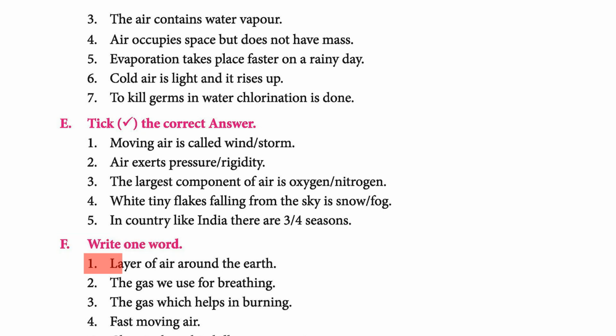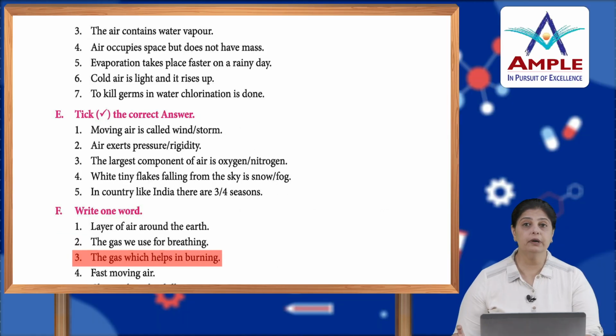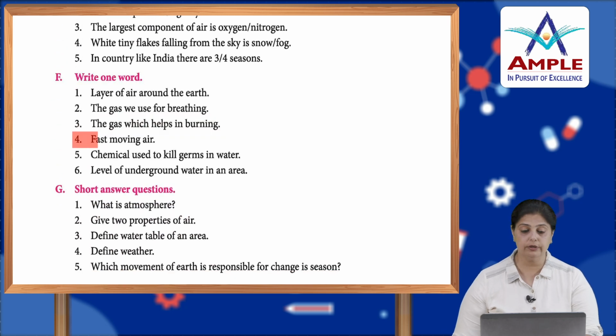Now, write one word. Layer of air around the earth? Atmosphere. The gas which helps in burning? Again, oxygen. Fast moving air is? Storm. Chemical used to kill germs in water? Chlorine. The level of underground water in an area is known as the water table.